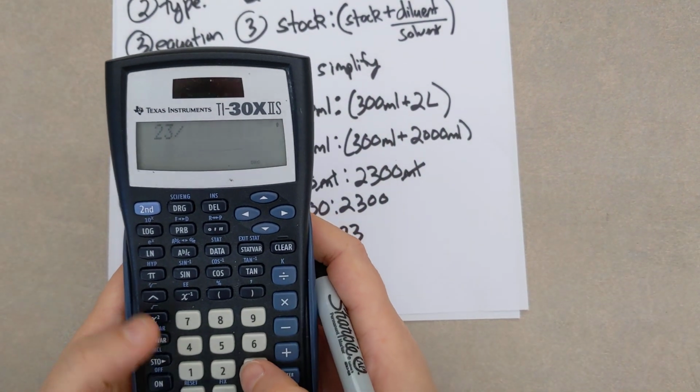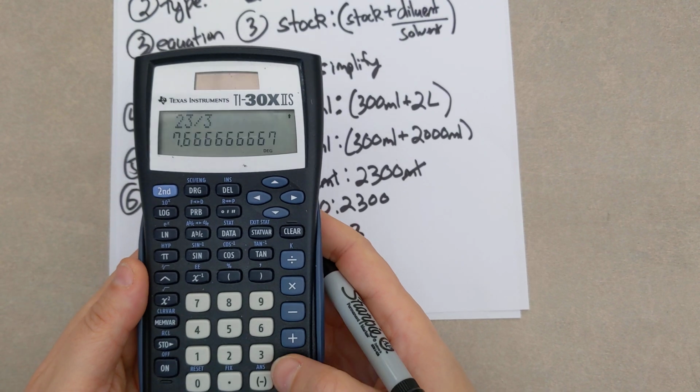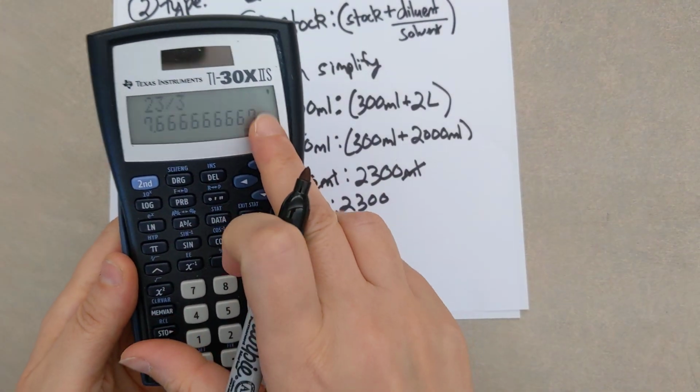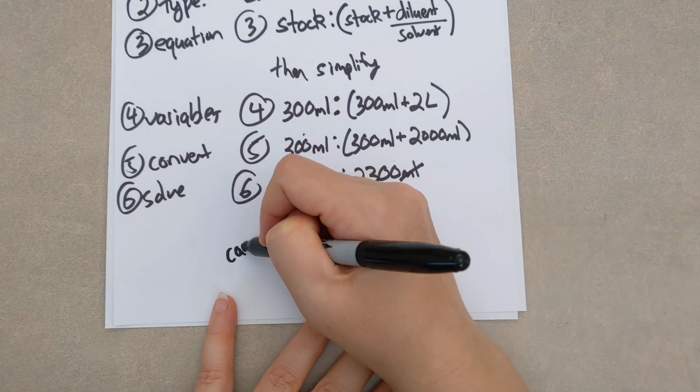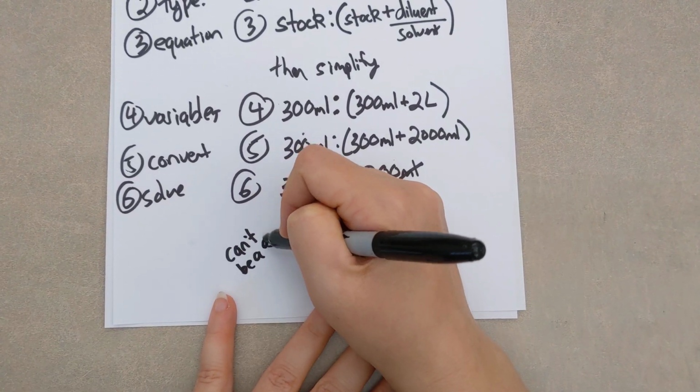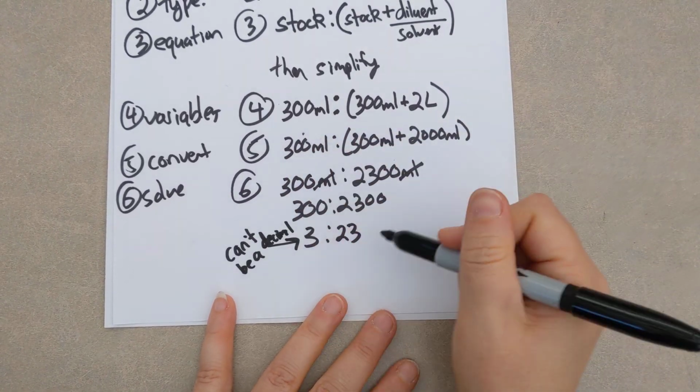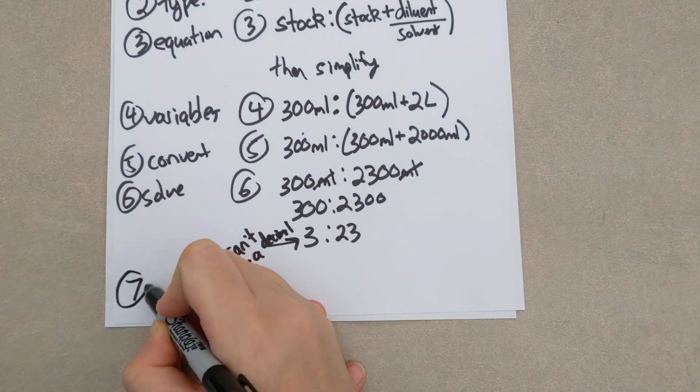I know it's not, but I'm checking for the video. Oh, look, it's not evenly divisible. Remember, whatever the first number is can't be a decimal. So this is as simplified as I can get it.